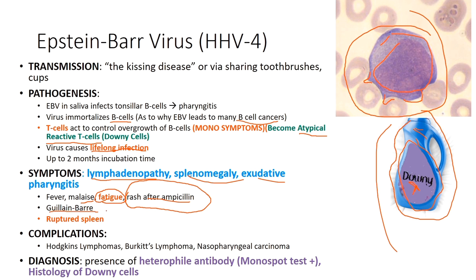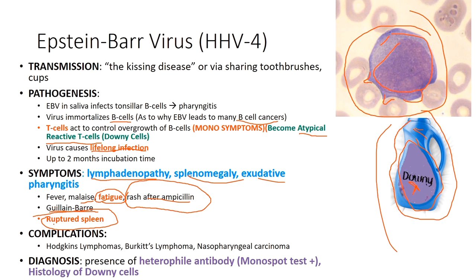And Guillain-Barré, we talked about this earlier. Guillain-Barré is a complication of EBV. And a major complication, and this is why we need to be careful especially with teenagers that are getting this, is a ruptured spleen. So if you have a football player in high school, he's really good, maybe he's the quarterback, but he's making out with his girlfriend and then he has mono-like symptoms, he comes into you as a doctor, what do you have to tell him?